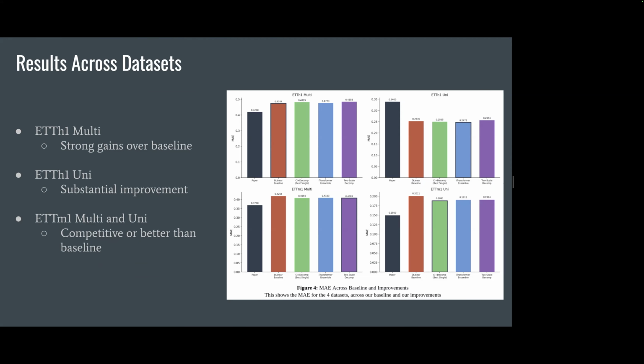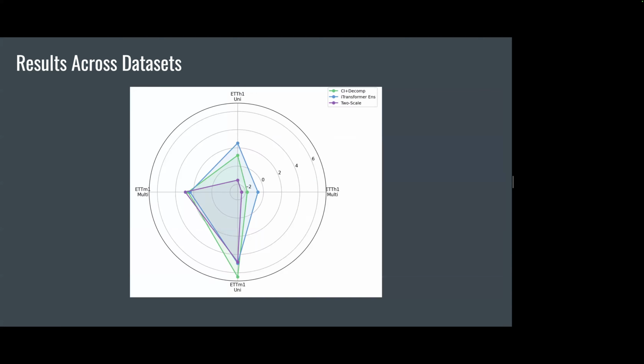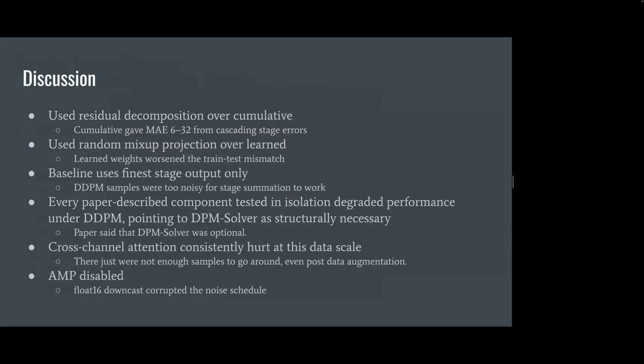And so across all data sets, we have them separated by each data set individually. For H1 multivariate, there are strong gains over the baseline in all cases. For H1 univariate, there is also substantial improvement. And for both the univariate and multivariate for M1, it's competitive with or better than the baseline. And we have a little graphic here to demonstrate how this works as well. Pretty self-explanatory.